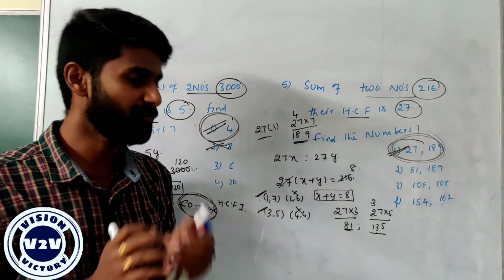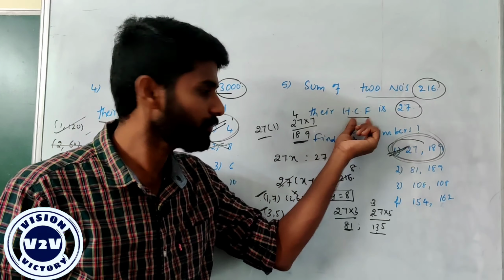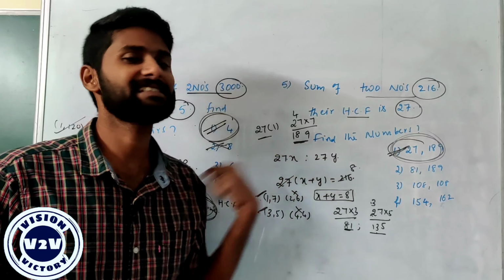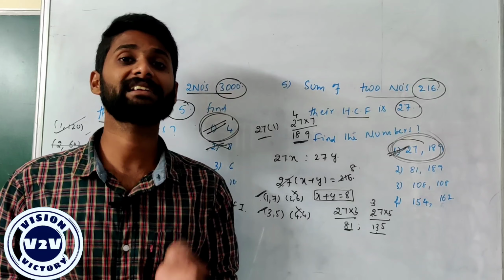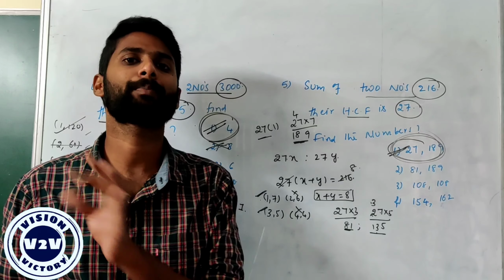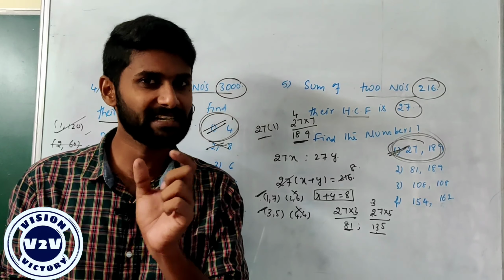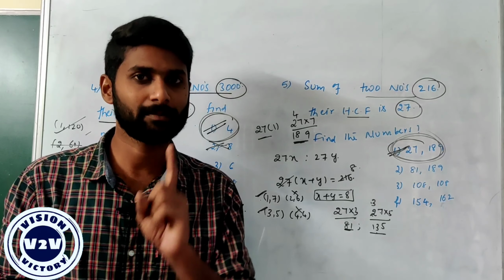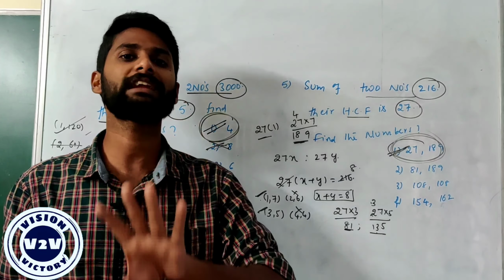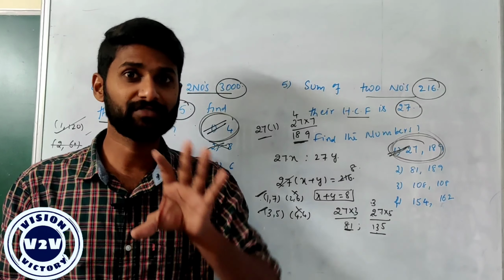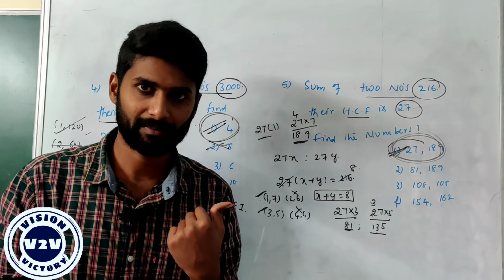See, if any question is regarding the HCF, you can assume the numbers with x and y. Then whatever the assumption, it needs to satisfy the co-prime concept. So co-prime can be indicated as: if we consider any two numbers, the highest common factor becomes 1, meaning 1 is the only common divisor of those two numbers. That pair we can call a co-prime pair.